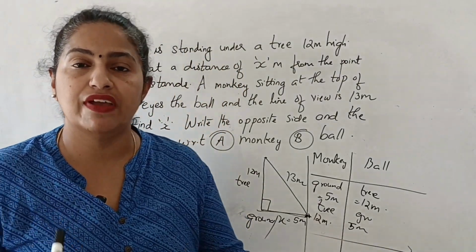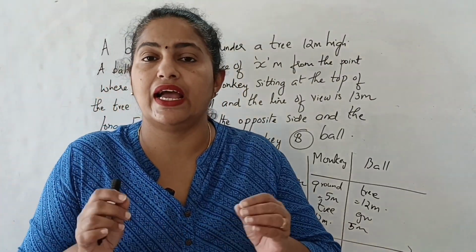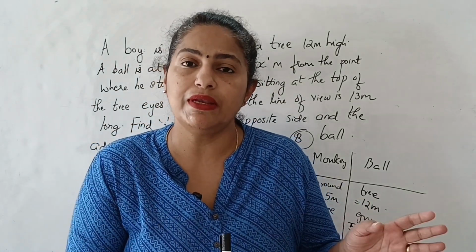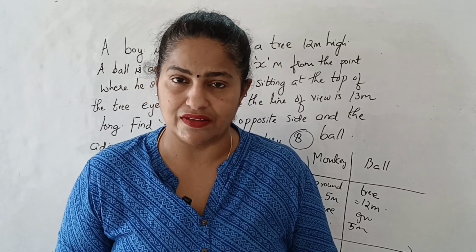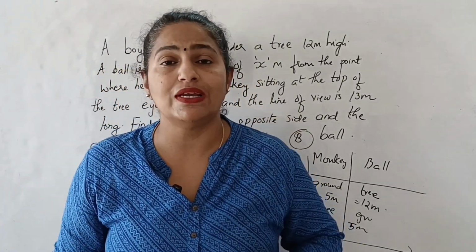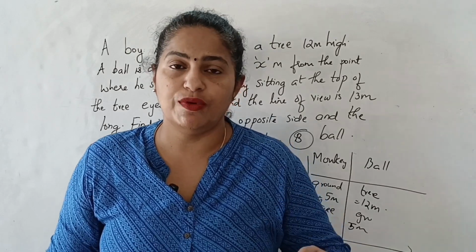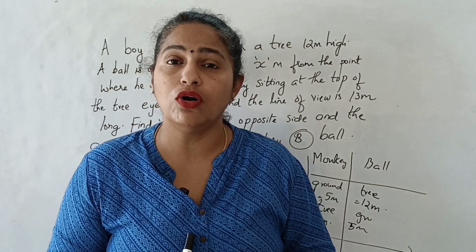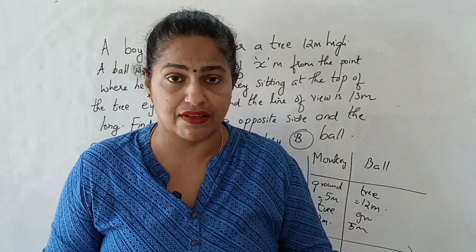I now hope you are very clear with the adjacent side and the opposite side, and that the application problems can easily be transformed into right angle triangles. Unless the height of something is mentioned to you, that something has to be considered as a point, which means the boy in this case and the monkey in this case and the ball. They are all points in those straight lines.